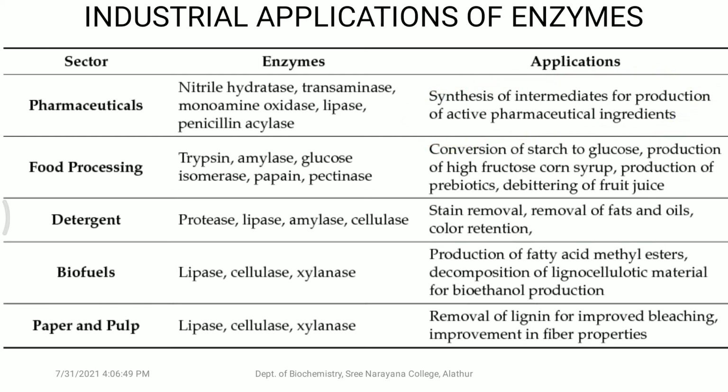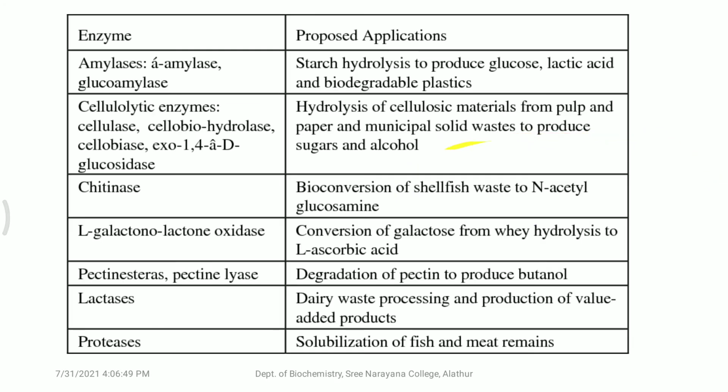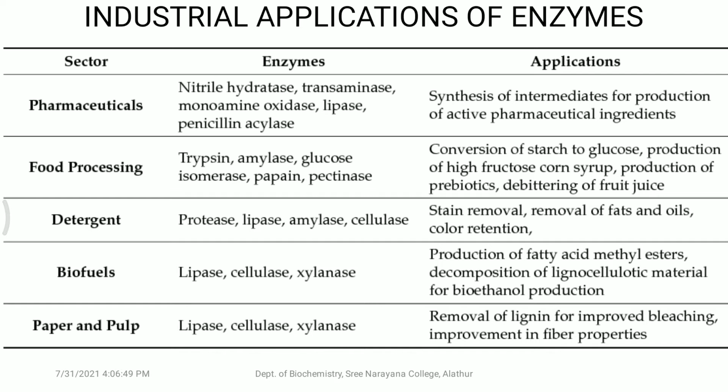Like that. You see, in the food processing industries, trypsin, amylase, glucose isomerase, etc. are being used. These are the applications: conversion of starch into glucose, then production of high fructose corn syrup, etc. In the detergent industries, proteases, lipases, amylases, cellulases, etc. are being used. For what purpose? For the removal of stains, fats and oils, etc.